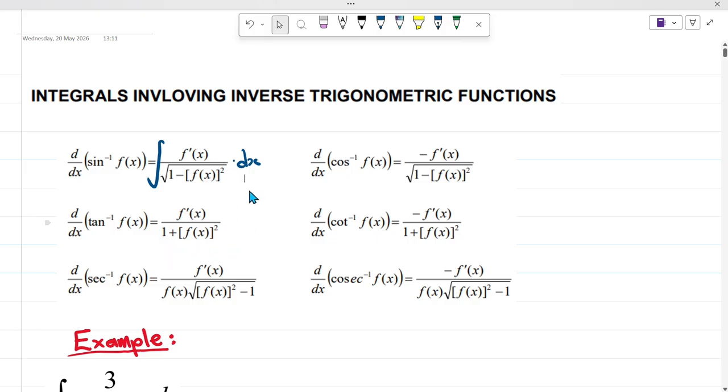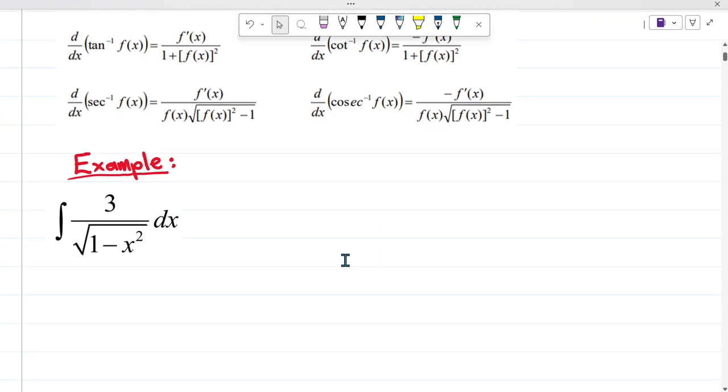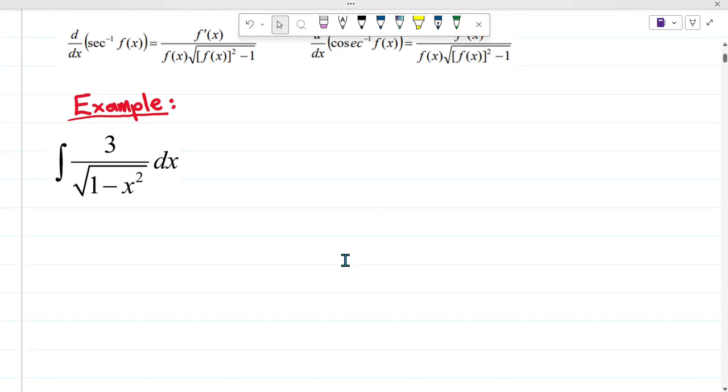You must have crammed all of these formats, for sine inverse, cos inverse, tan inverse, cot inverse, sec inverse, and also cosec inverse. I'll be showing you how to go through the different types of questions involving all of these formulas. So stay tuned. For example, before you forget, let's do this one.